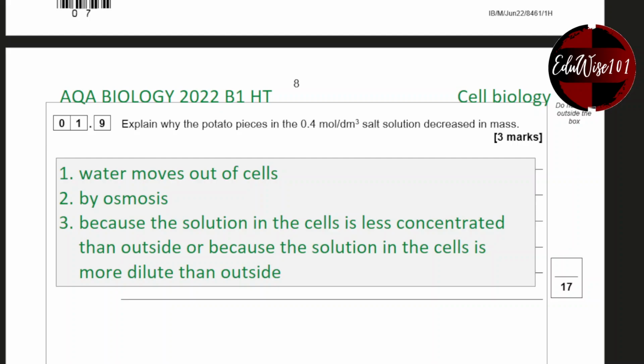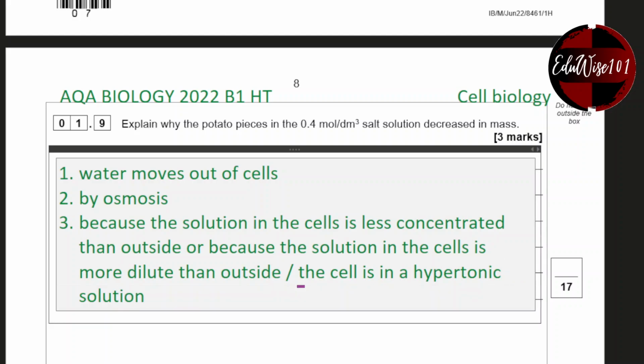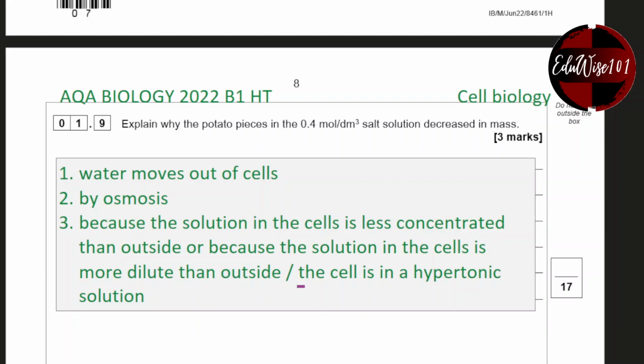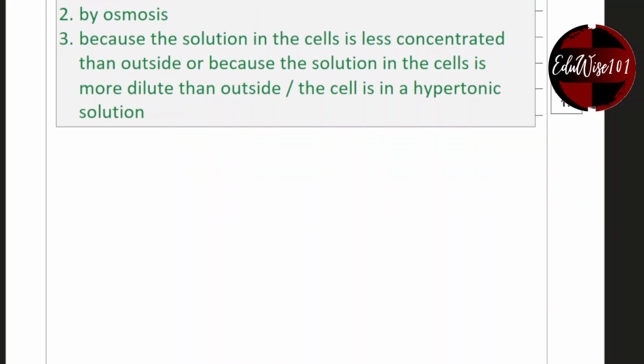Each of these bullet points carries a mark here. And the last part is the explanation: because the solution in the cells is less concentrated than outside, or because the solution in the cells is more dilute than the outside, or you could say the cell is in a hypertonic solution. It is important that you know what hypertonic means, the types of solutions. There are 3 types of solution.